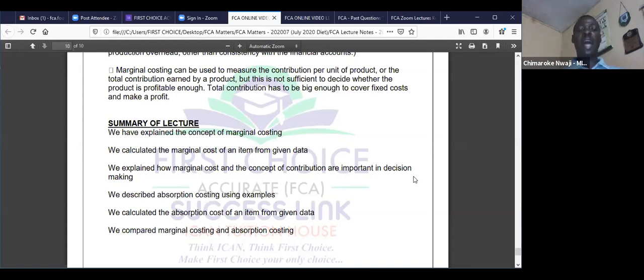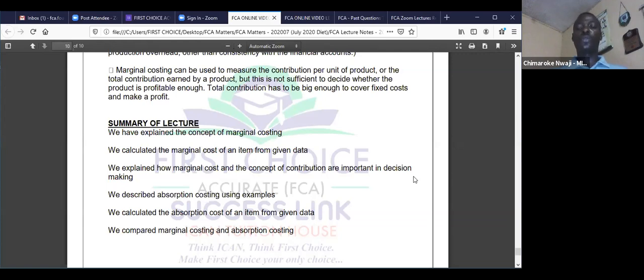We also described absorption costing, giving some examples. We also calculated the absorption cost of an item from given data. Then we compared marginal costing with absorption costing. We saw them side by side, how they are used in financial statements, and how they can be used in the profit statement to see how profit is derived. We also saw the difference between the profit from absorption costing and that from marginal costing, caused by the way inventory is valued.